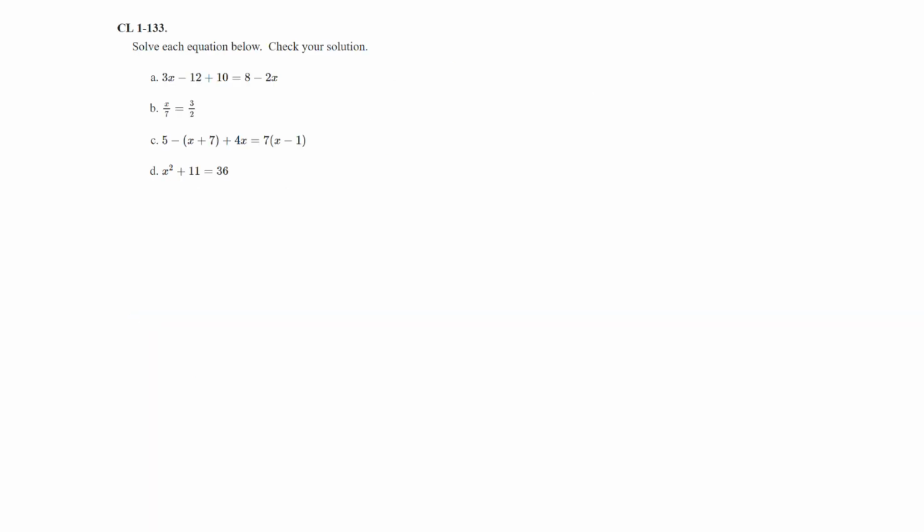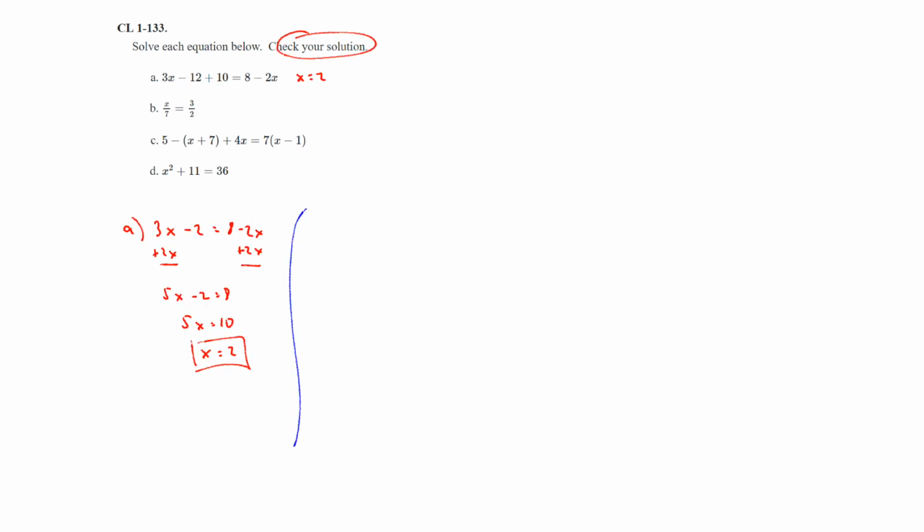Question 133, solve each equation below and check your solution. So in part A, we're going to combine the like terms on the left side. And then we'll get the variable term on one side and the constant on the other by using inverse operations. So add 2, divide by 5, x is equal to 2. And then it does say check your solution. Once again, remember to plug x equals 2 back into the original, evaluate, and see if you get a true statement.